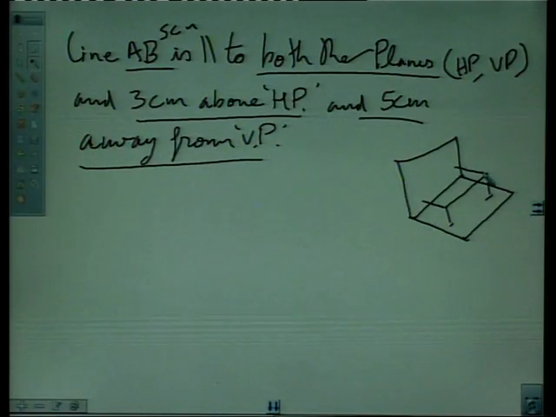Other conditions are 3 centimeter above HP, means this point is vertically 3 centimeter from this horizontal plane. So this is 3 centimeter and 5 centimeter away from vertical plane. If this is vertical plane, so this distance is 5.